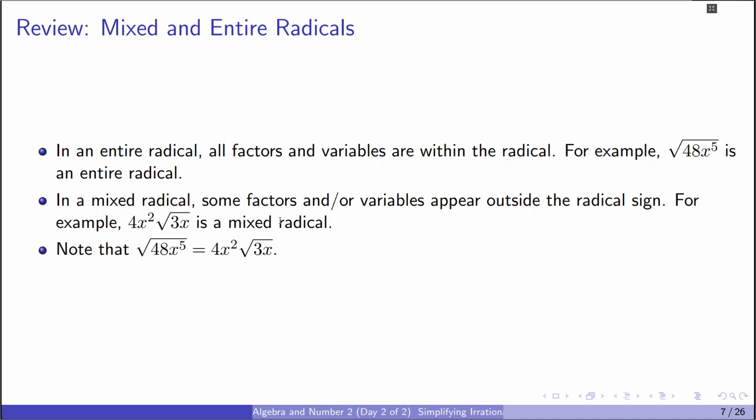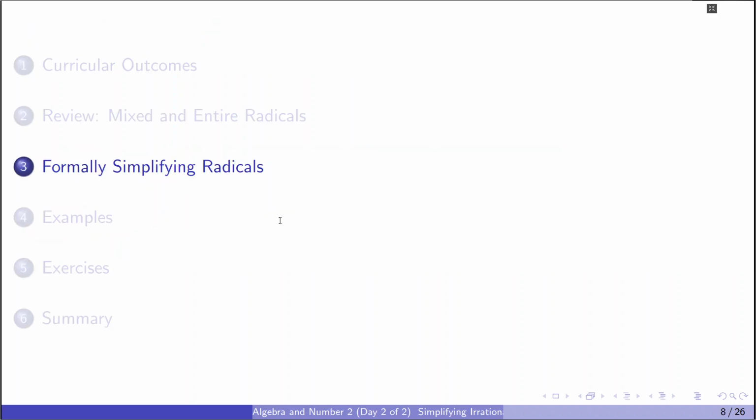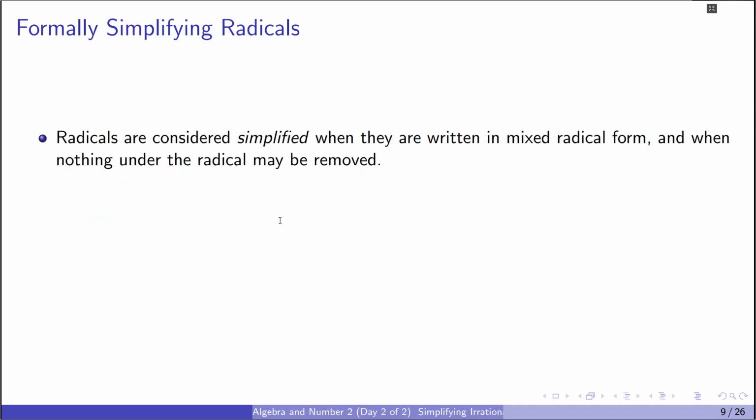We want to take note that the square root of 48x to the fifth is 4x squared root 3x. These are the same number written in two different ways. So, simplifying them. Radicals are considered simplified when they are written in mixed radical form. That means nothing under the radical may be removed. So the square root of 48x to the fifth is not simplified at all.